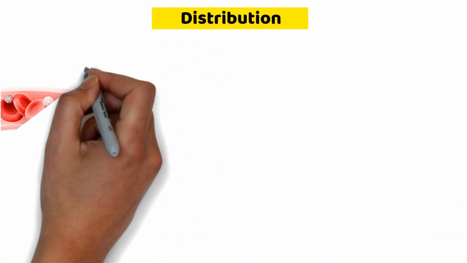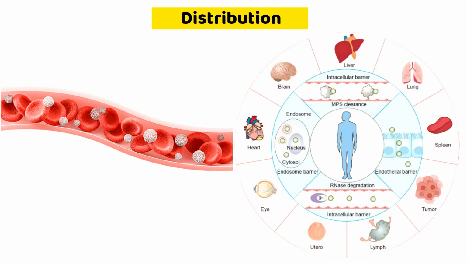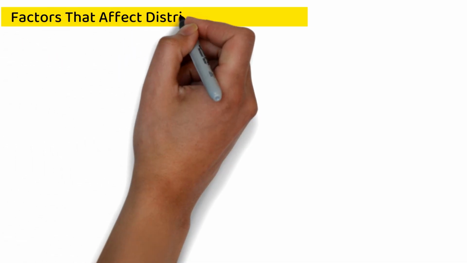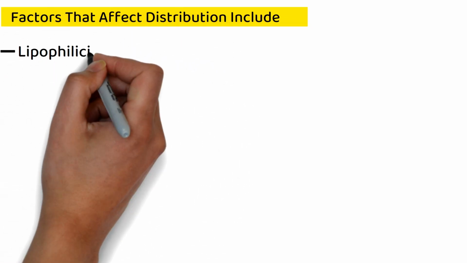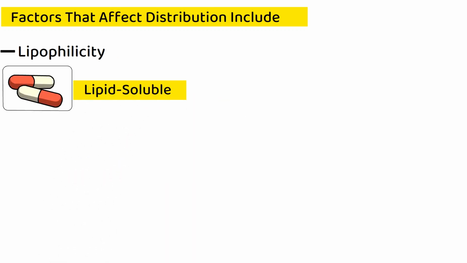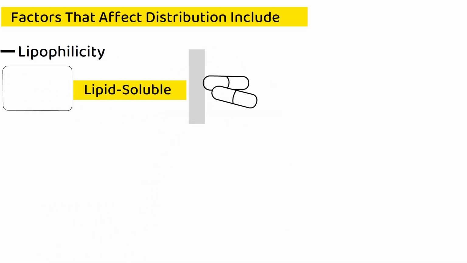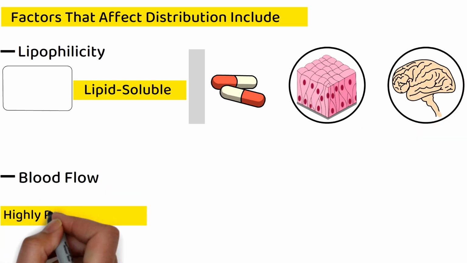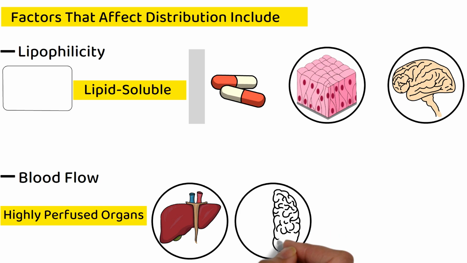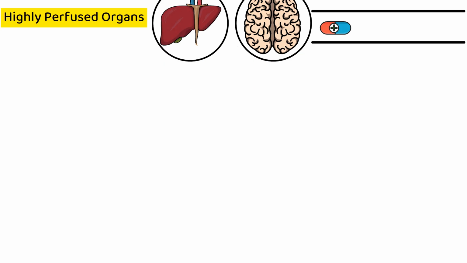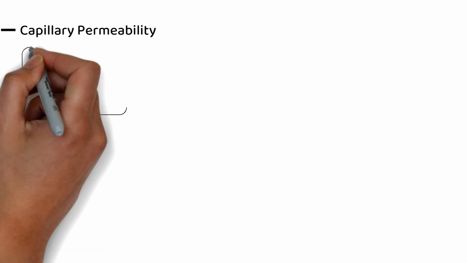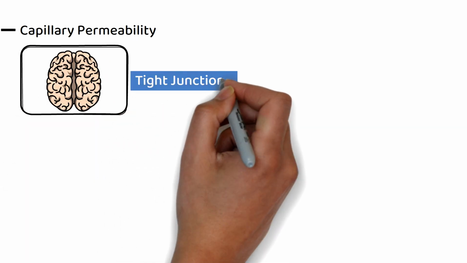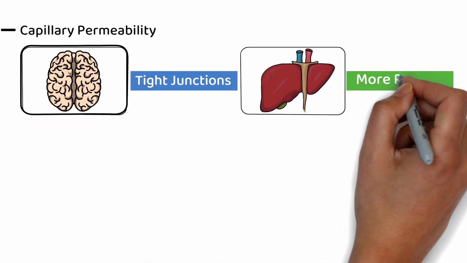Next, distribution. Once in the blood, drugs spread to tissues. Factors that affect distribution include lipophilicity, lipid-soluble drugs easily cross membranes, and reach fatty tissues or the brain. Blood flow. Highly perfused organs like the liver and brain receive drugs faster. Capillary permeability. Some tissues, like the brain, have tight junctions. Others, like liver, are more porous.